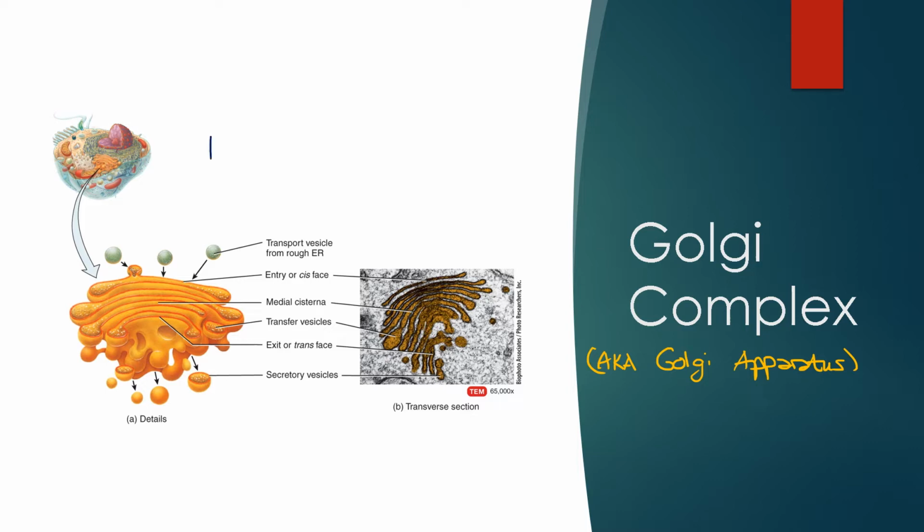So these are going to be proteins made by rough ER ribosomes are going to come to the Golgi apparatus. So this is going to be the first step after those proteins are made in the rough ER. They're going to come to the Golgi complex.